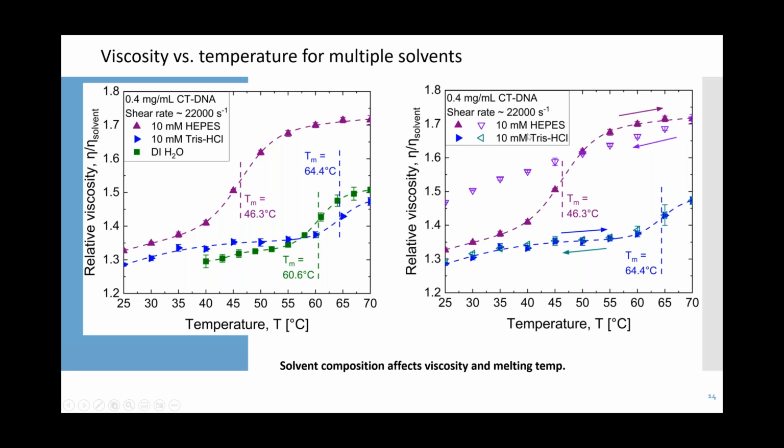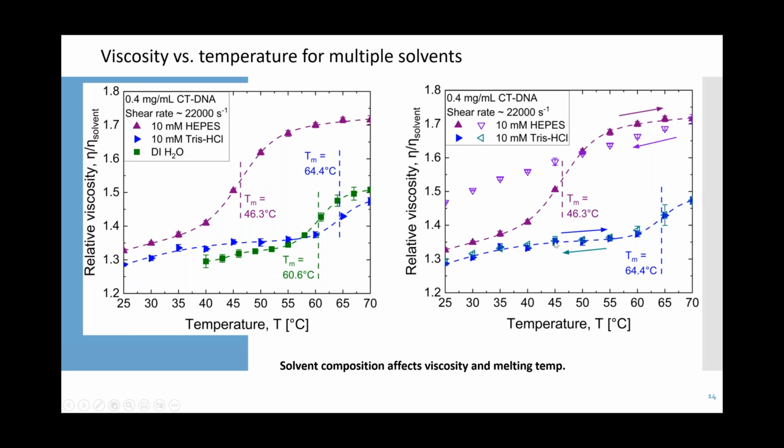This plot on the right is the same, except that we excluded the data for DNA and water for more clarity, so that it wouldn't be so cluttered. We also added the data for the ramp down in temperature. One difference is that the viscosity of HEPES is not recovered after ramping down the temperature. This is consistent with what we saw for DNA and water in the previous slides. However, for Tris buffer, the viscosity is quickly recovered and matches for the ramp up and ramp down.